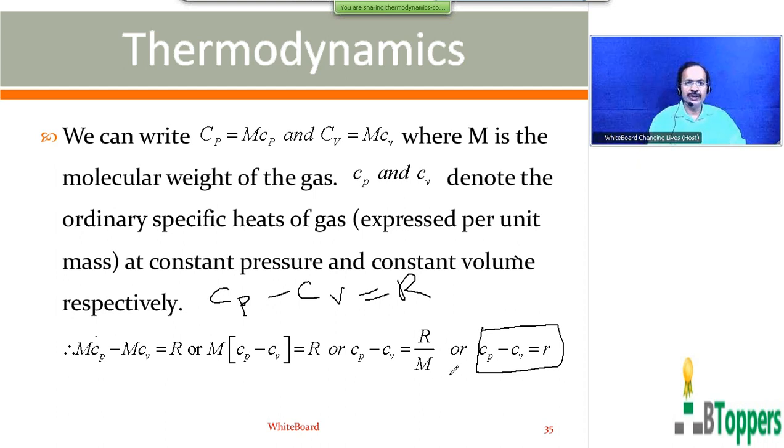Capital R is the molar gas constant, which is also called the universal gas constant because its value is the same for all gases. But the value of small r, equal to capital R by capital M, is a constant for a given gas because molecular weight is a constant for a given gas. But the value of this constant small r is different for different gases because molar mass is different for different gases. Therefore, small r is called the specific gas constant, that is, a constant for a specific gas, or the ordinary gas constant.